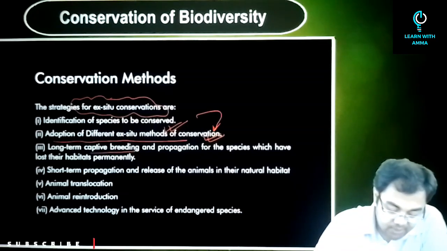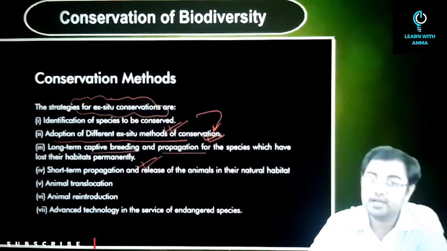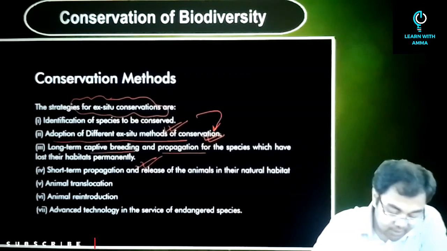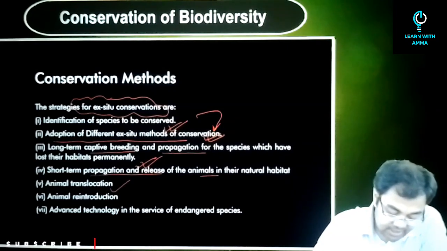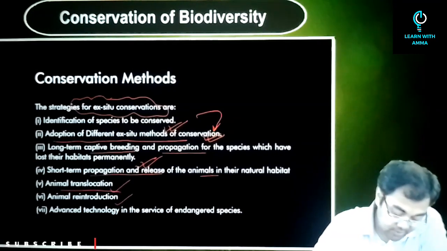A long-term captive plan and propagation for the species which have lost their habitat permanently. Then short-term propagation and release of the animals in their natural habitat. Animal translocation, animal reintroduction, very very important.